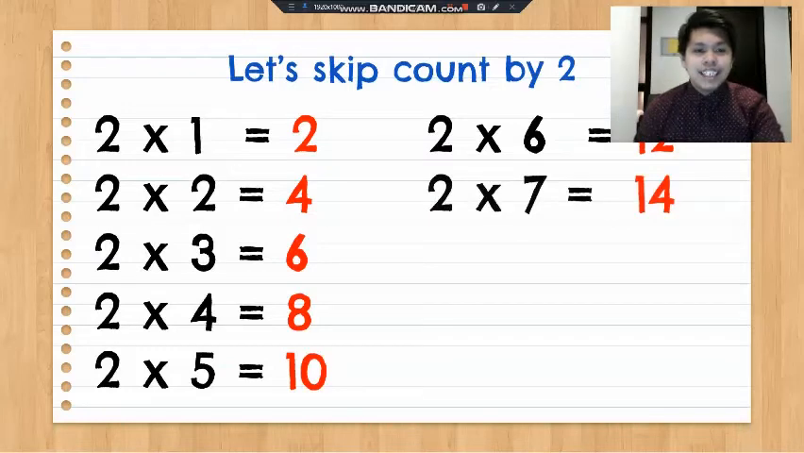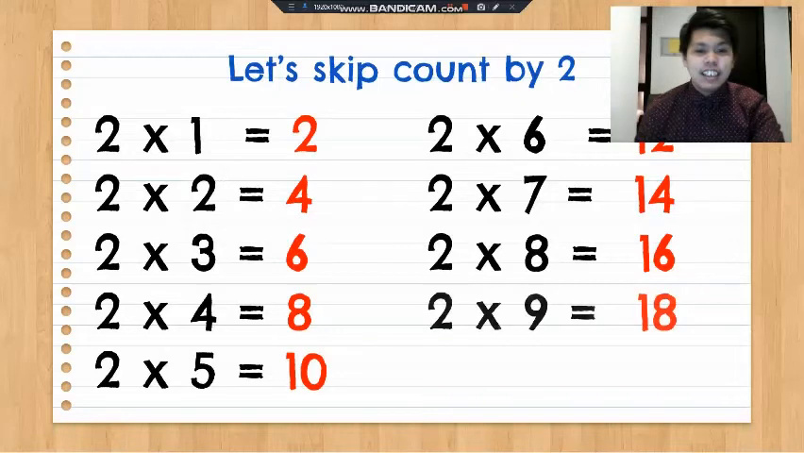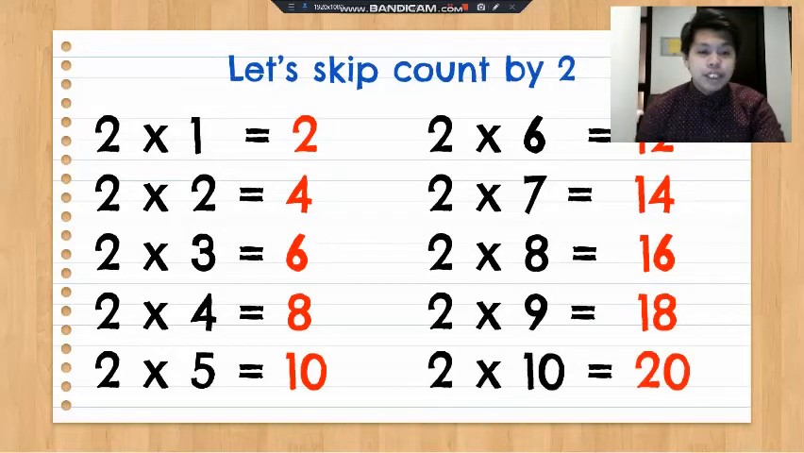2 times 7 is equal to 14. 2 times 8 is equal to 16. 2 times 9 is equal to 18. And 2 times 10 is equal to 20. Now let's skip count. Practice.